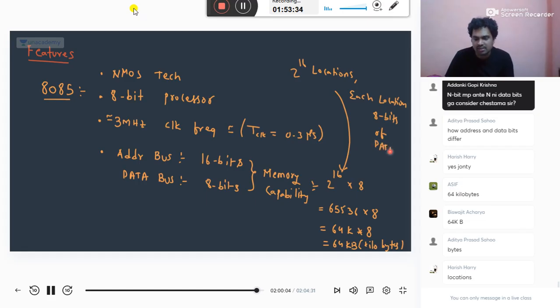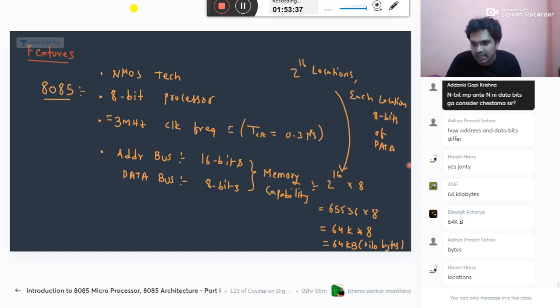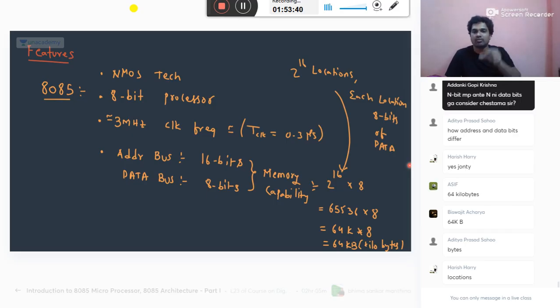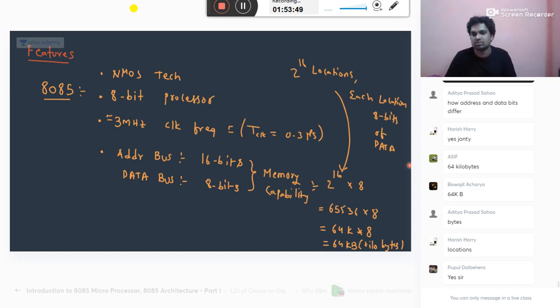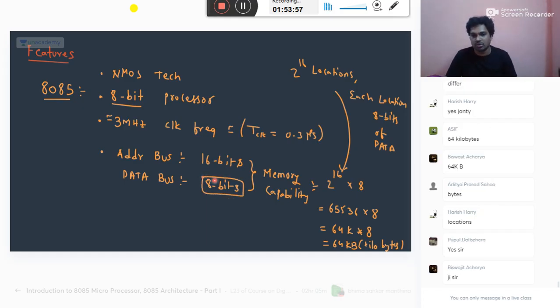data. So your address bus and data bus need not be of the same size. Address bus will tell you the number of different locations that can be present in your memory. And data bus will tell you at each location how many bits of data are available. This decides your processor's number of bits: the data bus. You say 32-bit processor, it doesn't mean its address bus is 32 bits. Its address bus can be anything. But what we call the data bus will be 8 bits.